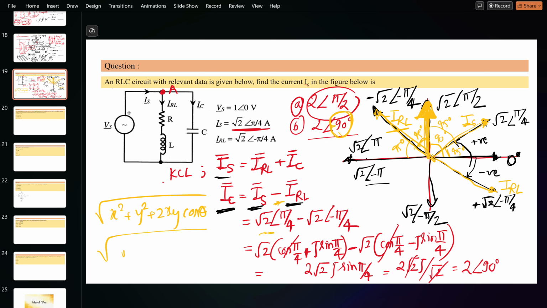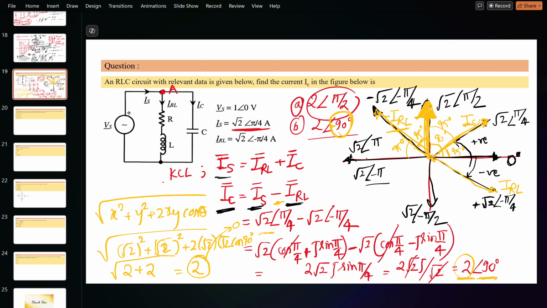So here, the RMS square is root 2 squared plus root 2 squared plus 2 times root 2 multiplied by root 2 cos of 90 degrees, because the angle between both the phasors, root 2 angle pi by 4 and root 2 angle minus pi by 4, is 90 degrees. Cos 90 is 0, so it becomes 2 plus 2, which is 4, and the magnitude becomes 2.